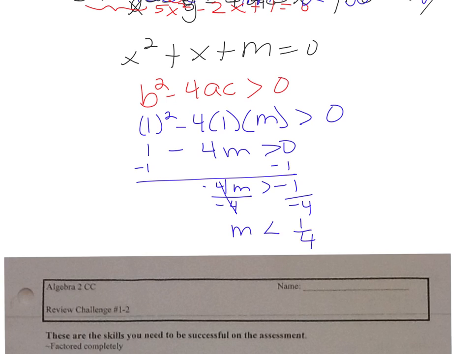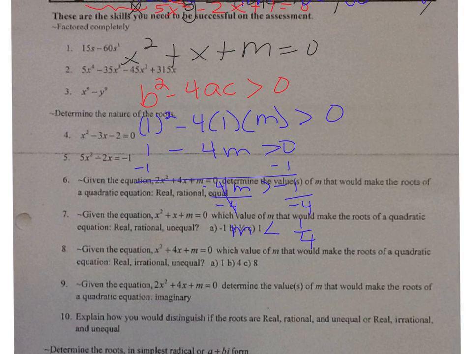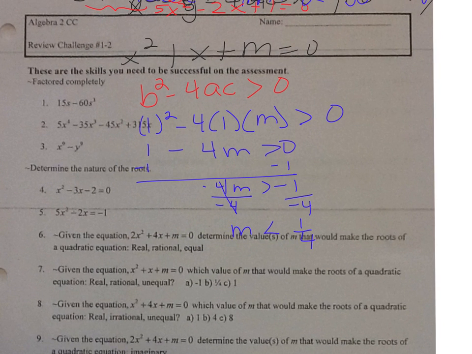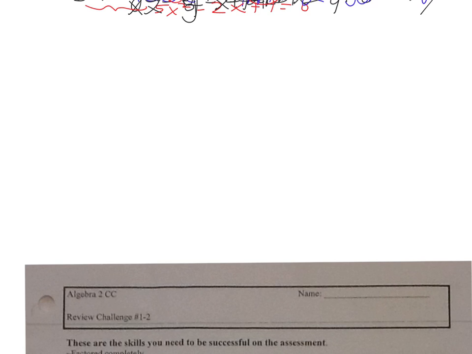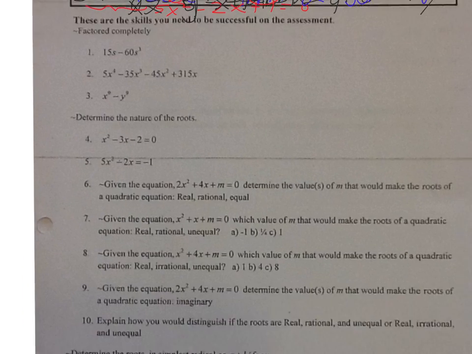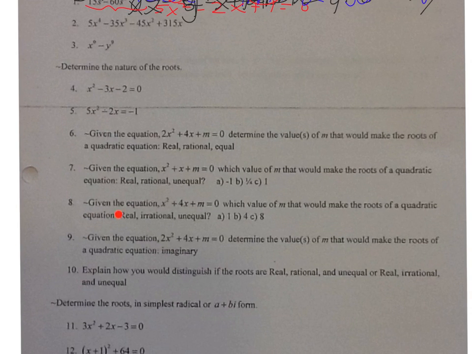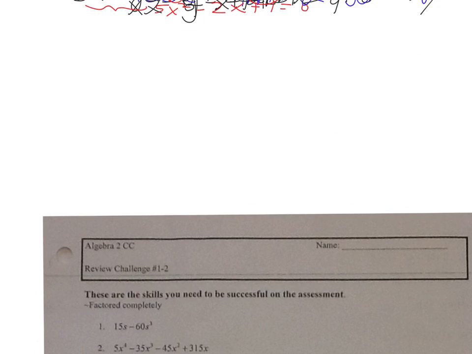Now, this is a multiple choice. So let's look. Let's see which one here is less than 1/4. And that would be choice A, which is negative 1. All right, let's take a look at 8. Okay, so number 8 says, given the equation, which value of m would make the roots of the quadratic equation real, irrational, and unequal? All right, so let's write number 8 down.